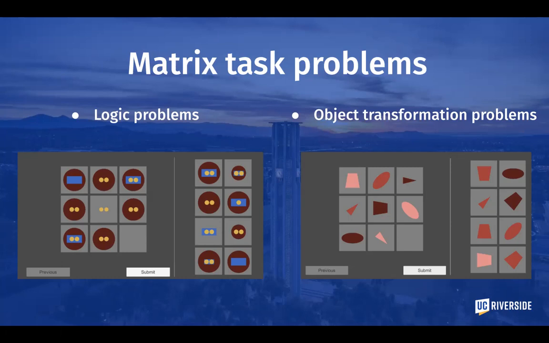As far as object transformation problems, this is the other type that you'll encounter in a matrix test. And these pretty much have any given number of transformations. Transformations are pretty much just the variables, the things that we're changing within the problem that you have to identify to solve it. So in this particular one, the shapes are changing, the shade is changing, and also the rotation is changing.